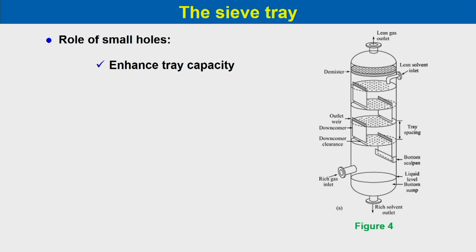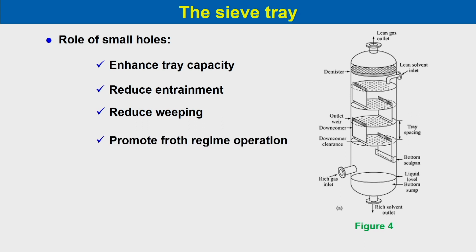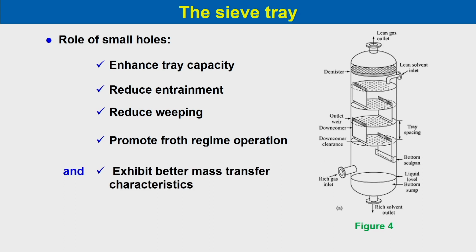The role of small holes: enhance tray capacity, reduce entrainment, and also reduce weeping. We will discuss all these entrainment and weeping phenomena, how they happen based on the gas liquid flows. Small holes also promote froth regime operation and exhibit better mass transfer characteristics. So, if the holes are small, it helps in this manner.